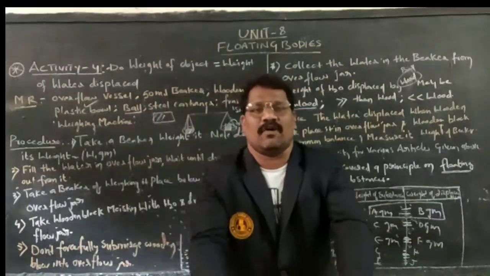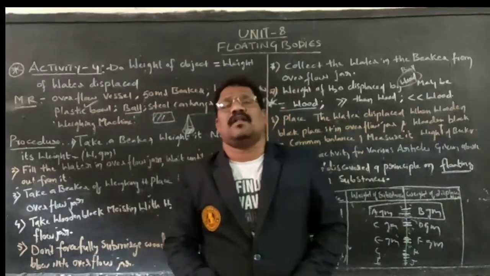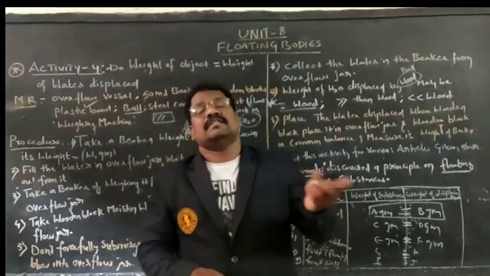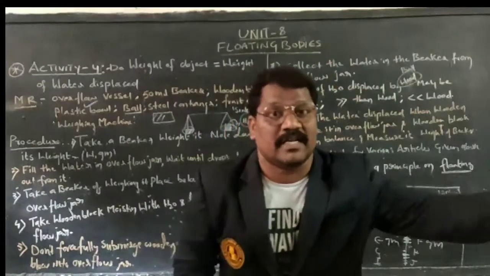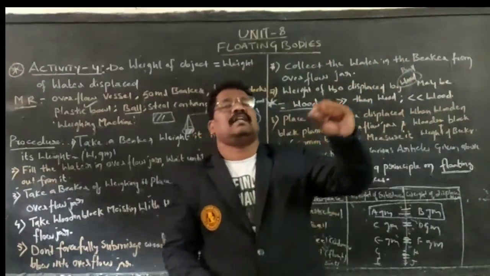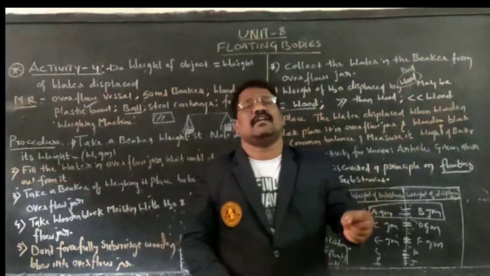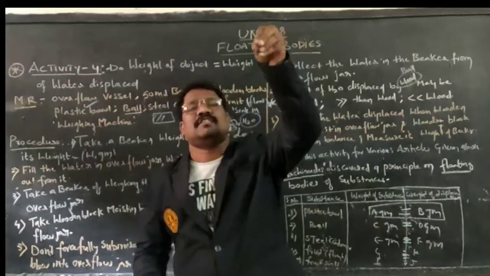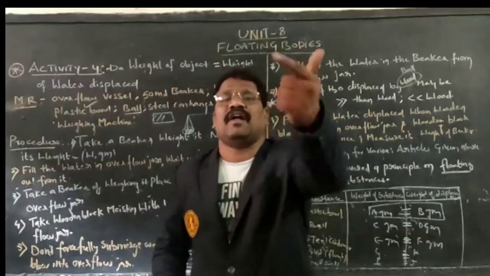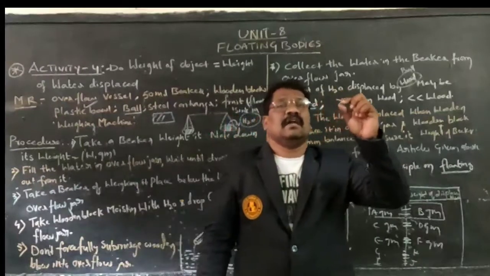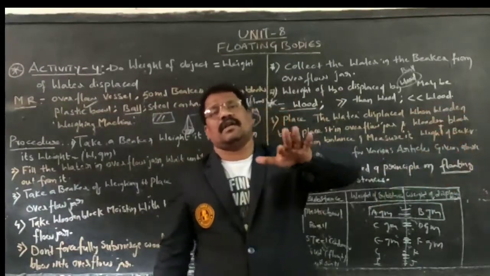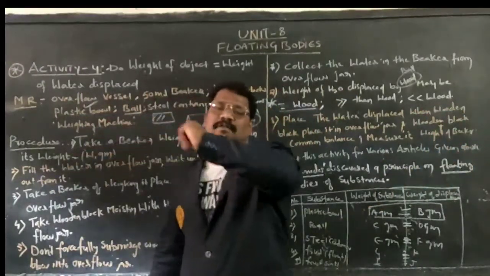As it is sinking into the water, what can we understand? The density of aluminium is greater than the density of water. As the density of water is lesser than the density of aluminium, aluminium sinks gradually into the water. If the density of aluminium were lesser than the density of water, it would float on the surface of water.